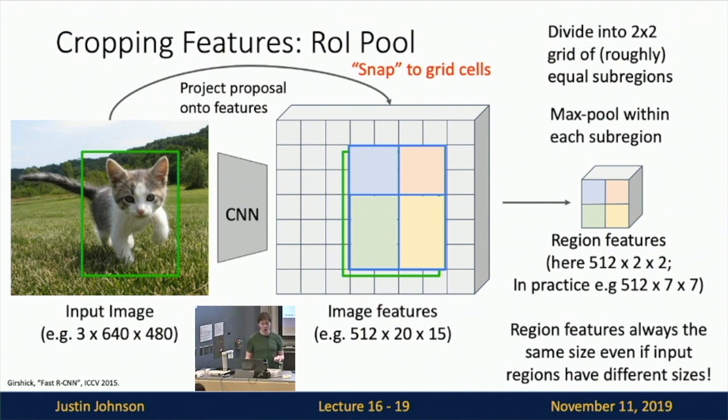And recall that the way that ROI pool worked is that we take our region proposal from the image, we project the region proposal from the image onto the feature map, and then from there we snap the region proposal onto the grid cells of the feature map, because the feature map is probably going to be at a lower spatial resolution than the raw input image.